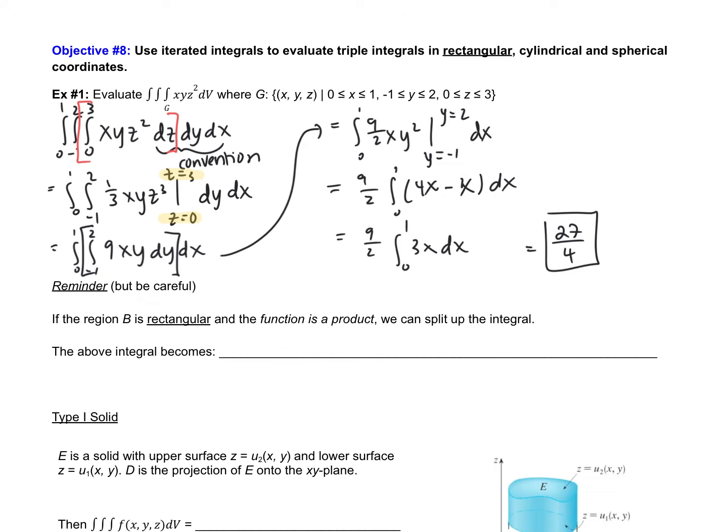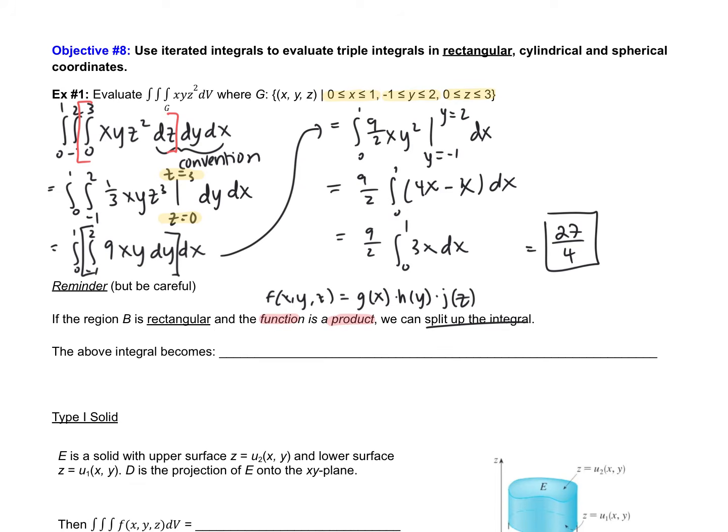Okay, a quick reminder for you of something that you can do. If your region is rectangular, and by rectangular we mean something like we have above, so x is between two numbers, y is between two numbers, and z is between two numbers, and the function is a product. So what we mean by that is that we can write f of x, y, z in terms of a function of x multiplied by a function of y multiplied by a function of z. Then we can split up the integral.